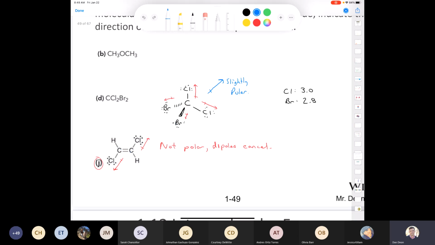Look, I could have done it in that problem, and let me prove it to you. If I was to draw the dipoles here, you can see that those two dipoles are going in equal and opposite directions. So those are going to cancel. So the molecule is still non-polar. In fact, I don't know why I wrote not polar. Why didn't I write non-polar? That's better. Okay, anyhow, so slightly polar.